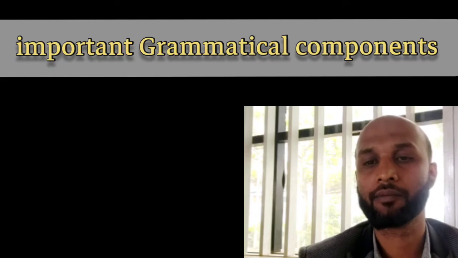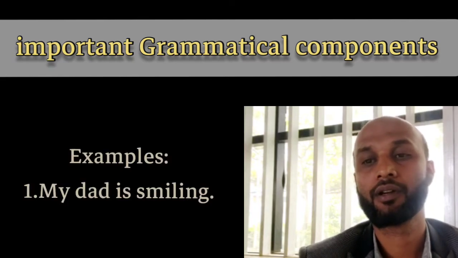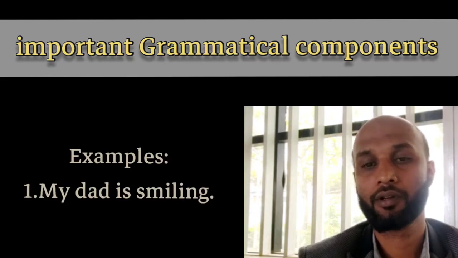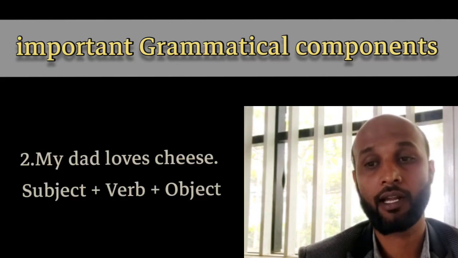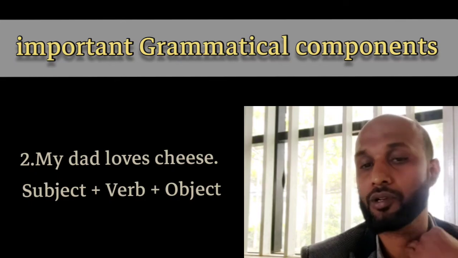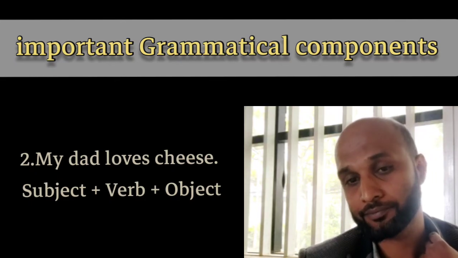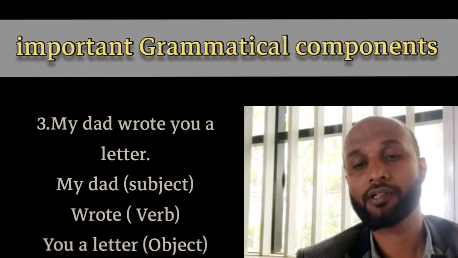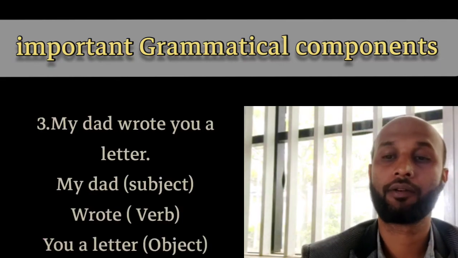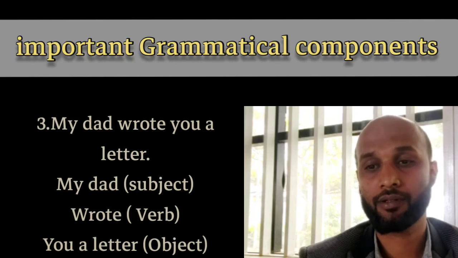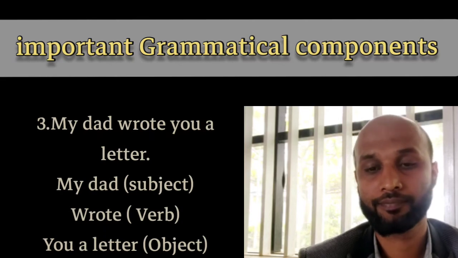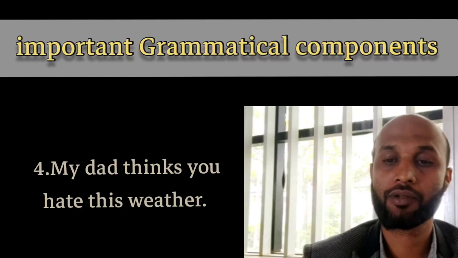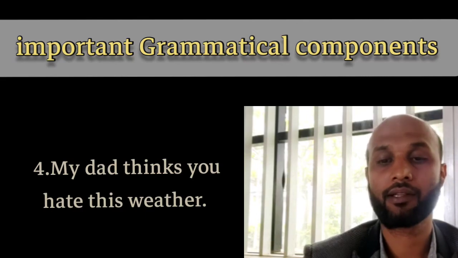My dad is smiling. My dad is a subject. Is smiling is a verb. My dad loves cheese. My dad is a subject. Loves is a verb. Cheese is an object. So subject, verb, object. Another example, my dad wrote you a letter. Here, my dad is a subject. Wrote is a verb. You a letter is an object. My dad thinks you had this weather. Again, the same thing.